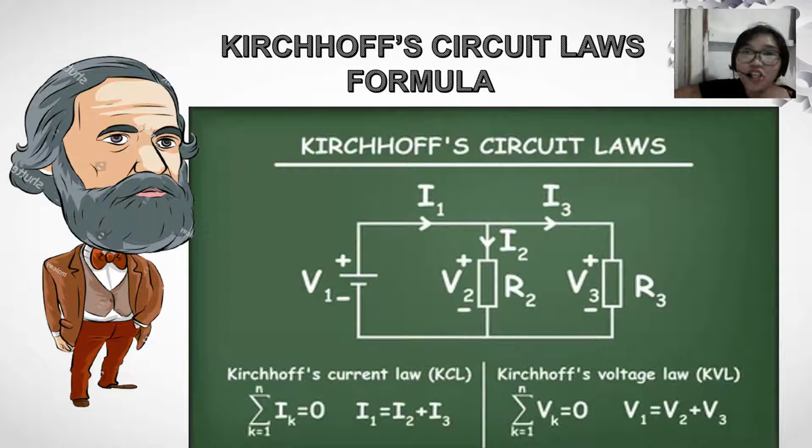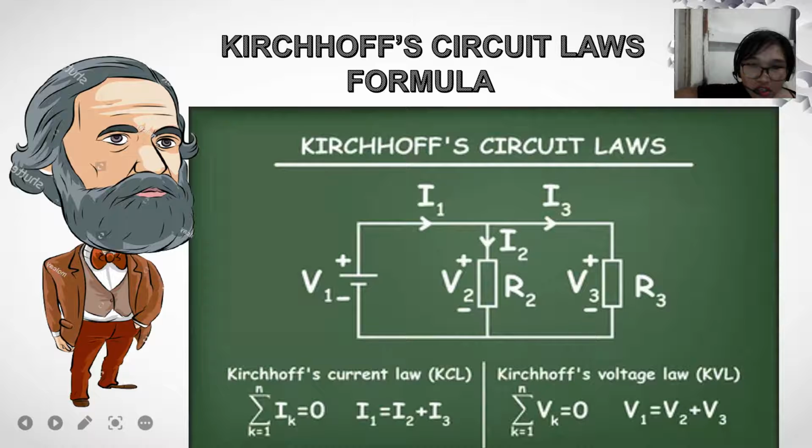So here we have the Kirchhoff circuit laws formula, and as you can see, there is a positive sign here and a negative sign. If you are leaving here, you have a negative. But once you enter the circuit, you have a positive sign. And once you come here and it shows that you're leaving the circuit, this is negative.